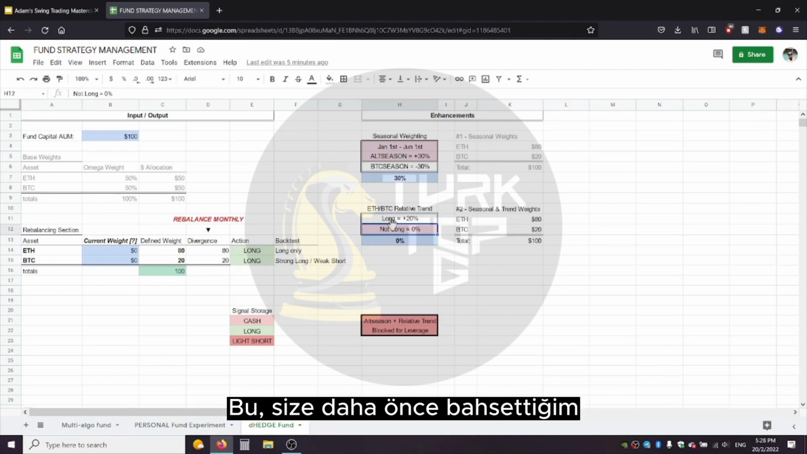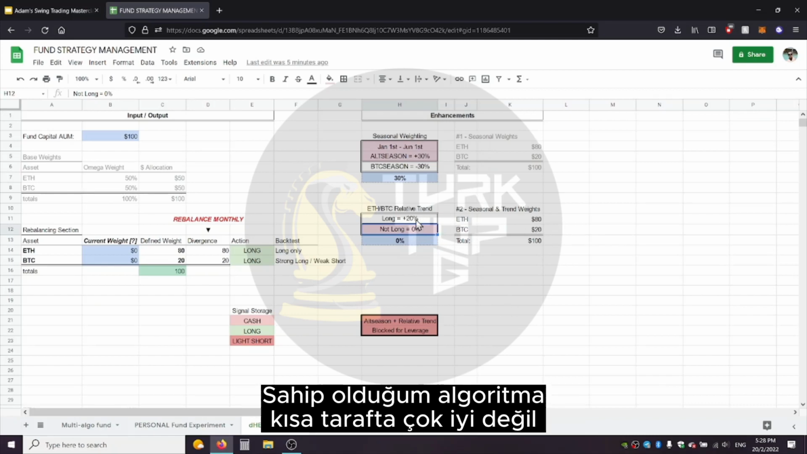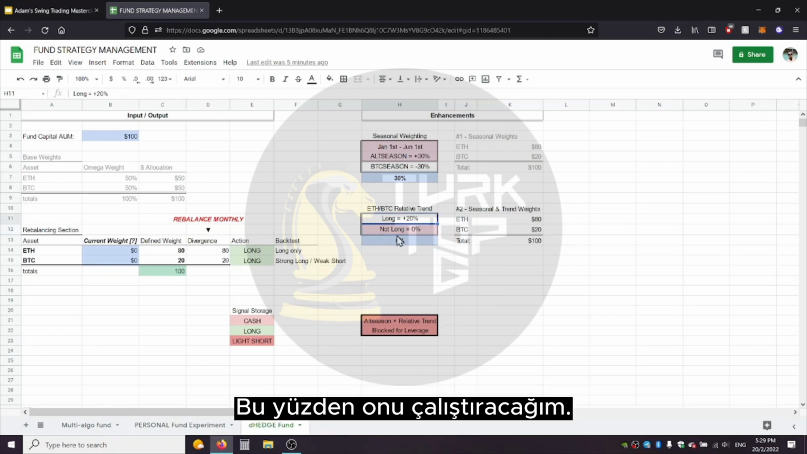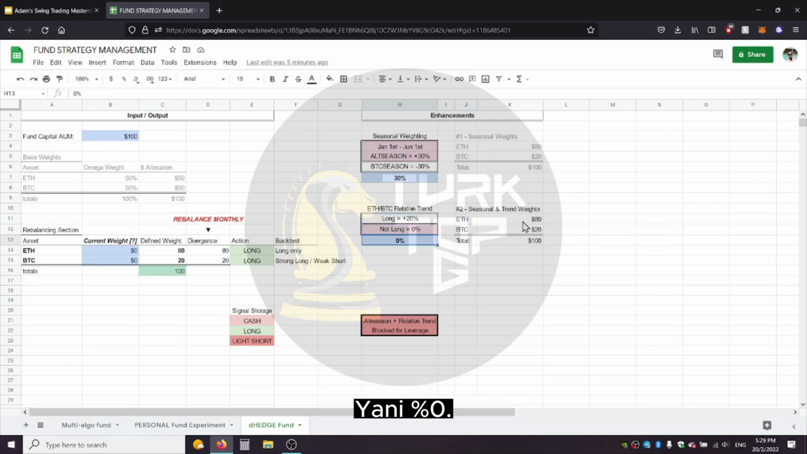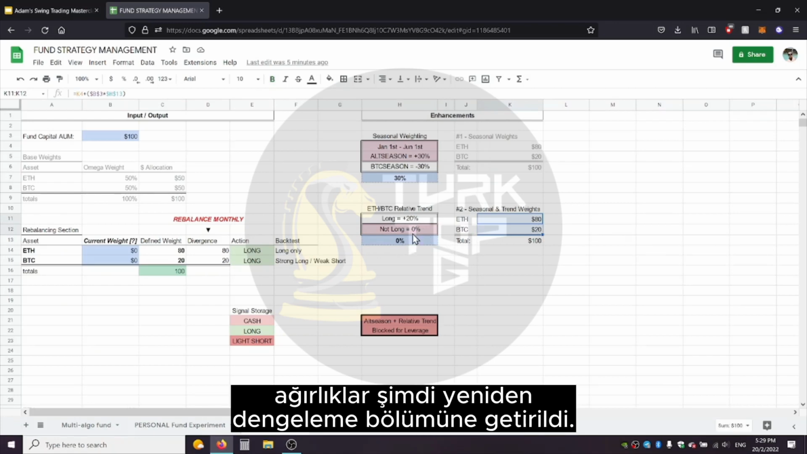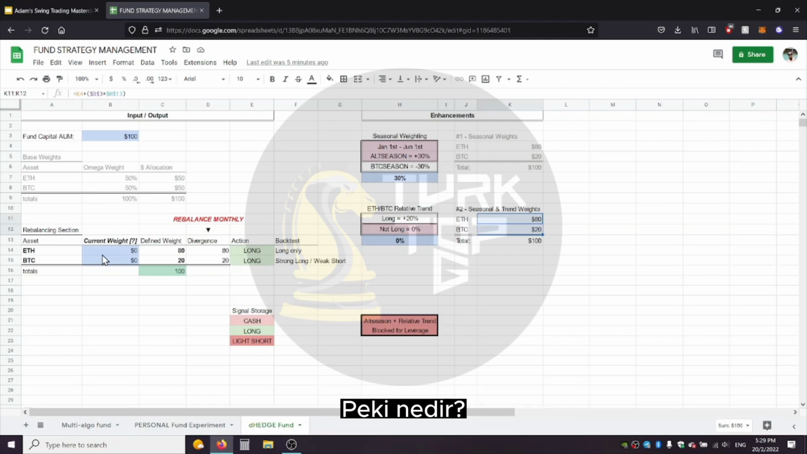This is a reflection of how I mentioned to you guys previously that the relative trend algorithm that I have is not very good on the short side, but on the long side, it is statistically significant. So I'm going to be running that. We're currently not long, so 0%. Now the weightings that were translated from up here down to here, modified using this, are now brought into the rebalancing section.